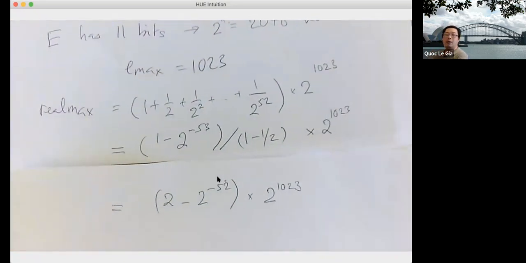Now, this number is not easy to compute. You can put it in your calculator, but I don't believe small calculators can compute this number. But if you put it in MATLAB, so I put this formula in MATLAB.